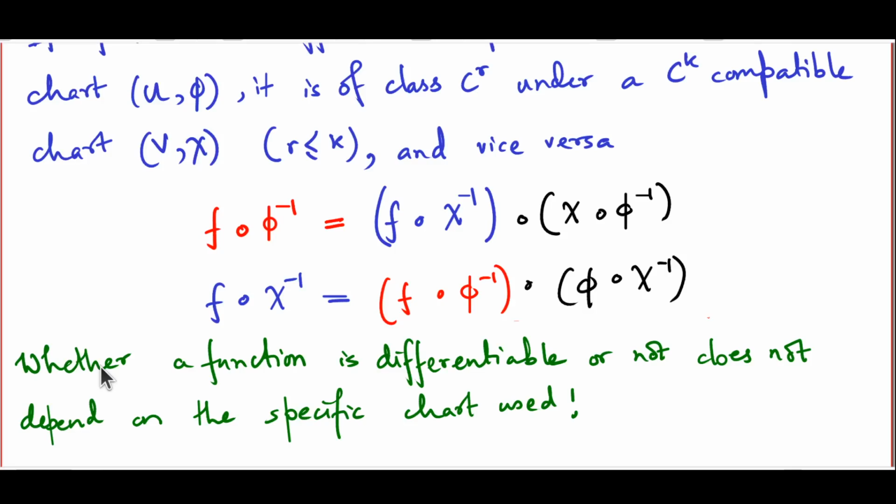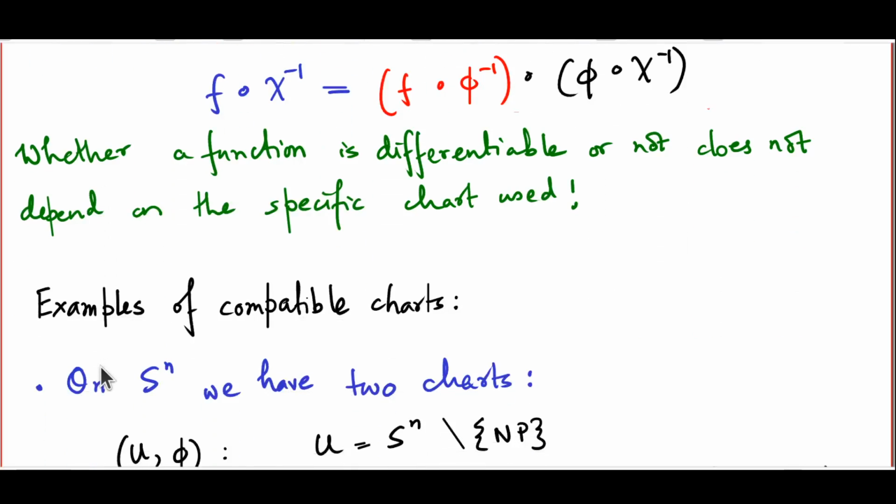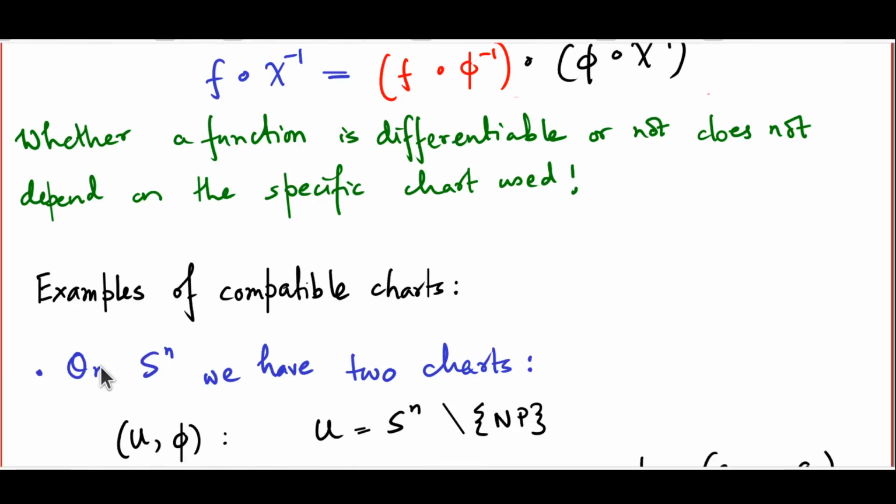Let us now take a look at a few examples of Ck compatible charts. In fact, we will begin with the two examples where we have seen that a single chart fails to cover the entire set involved, and we have found out two charts which do. The first example is simply that of Sn, the n-dimensional sphere. In the last lecture, we had found out two distinct charts on Sn whose domains together cover the entire sphere. These were the stereographic projections from the North Pole and the South Pole respectively.